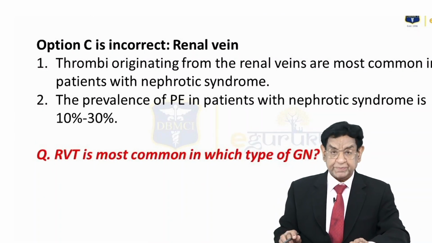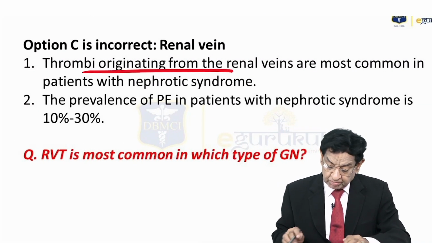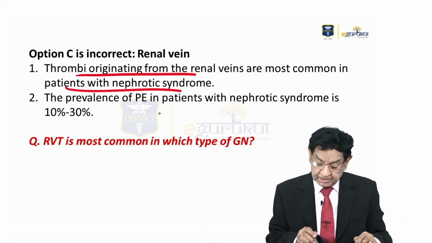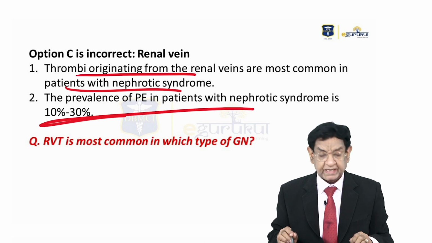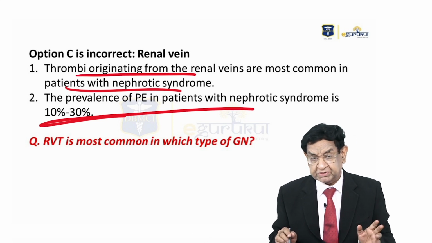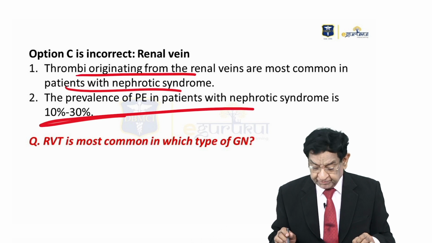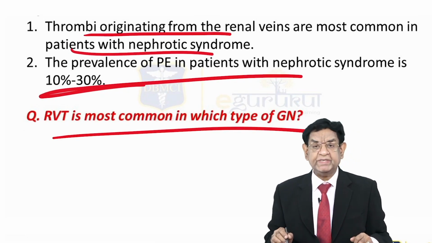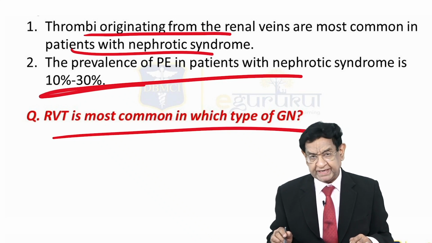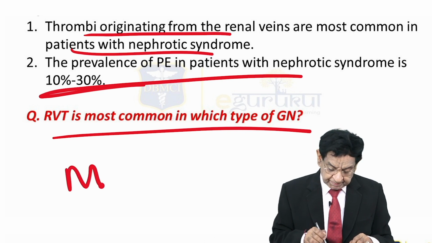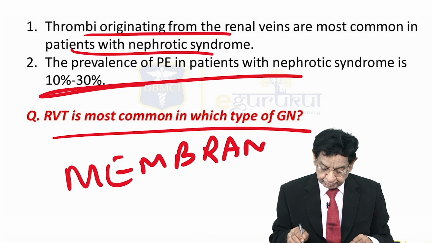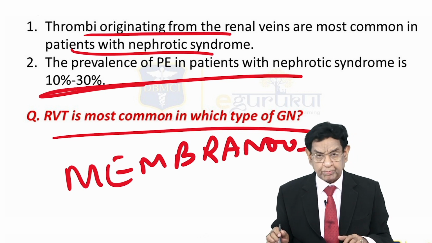Well, let's look into the other option, renal vein. Thrombi coming from the renal vein are common in patients with nephrotic syndrome, and may occur in as high as 10 to 30% of cases of nephrotic syndrome. But again, I have a question for you. Stop the video. Renal vein thrombosis is most common in which type of glomerulonephritis? Stop the video, write down the answer. The answer is membranous glomerulonephritis.